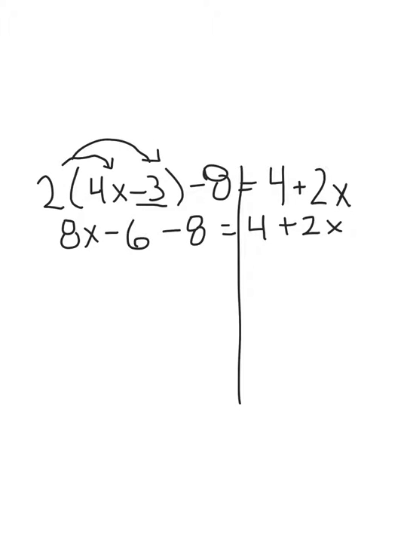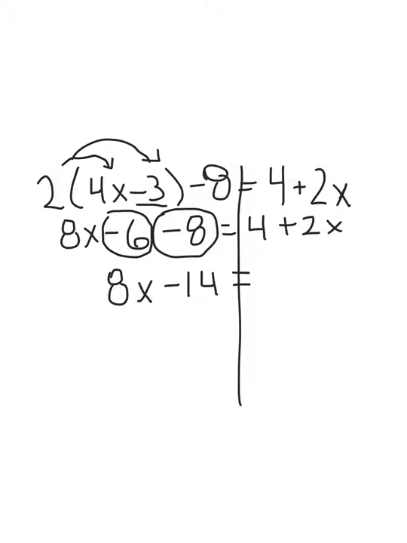Continuing, if I look at the left side, I have negative 6 and I have negative 8, which are like terms. They need to be combined before we can move on. I bring down the 8x, negative 6 minus 8 gives me negative 14. Bring down the remaining problem.